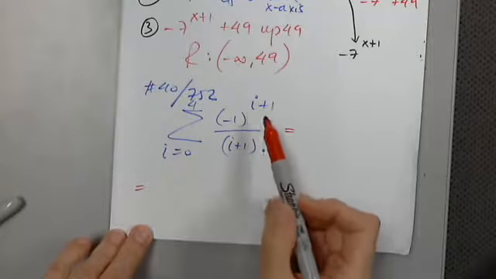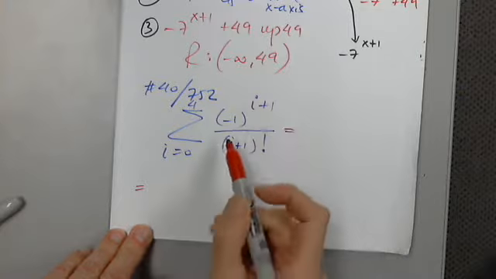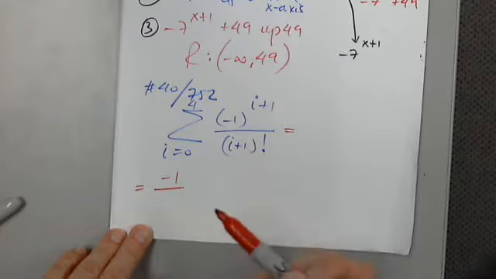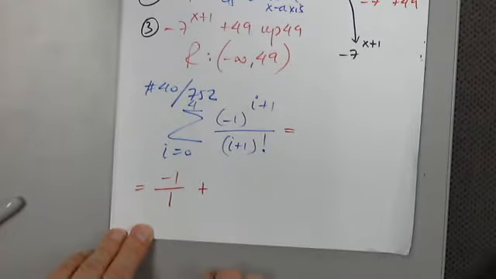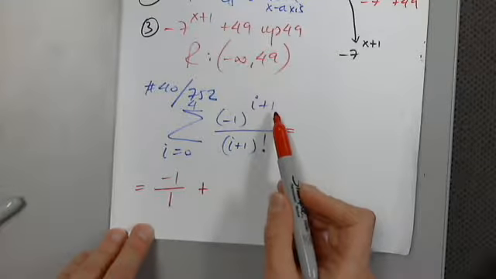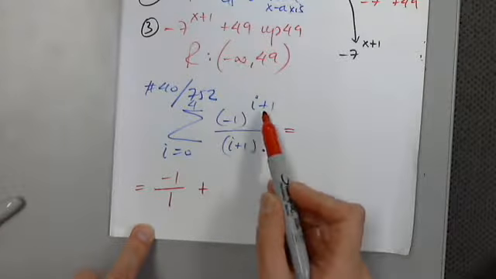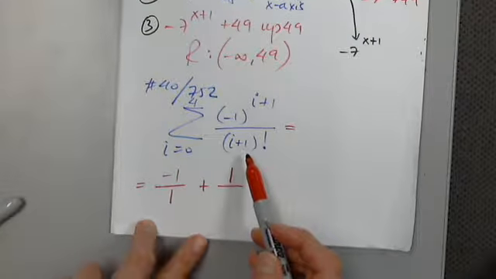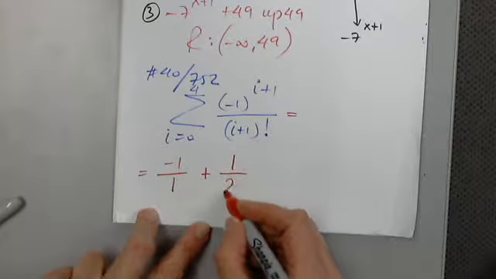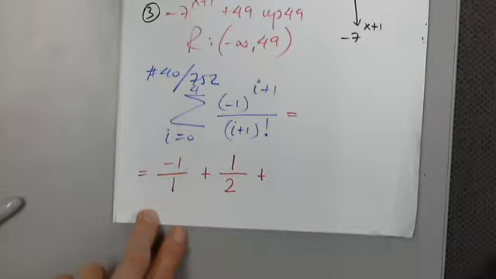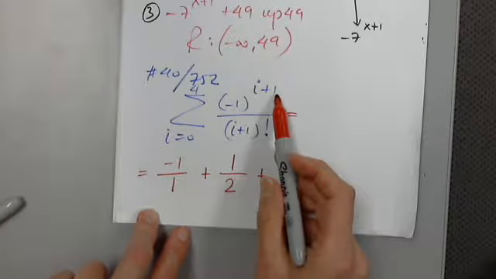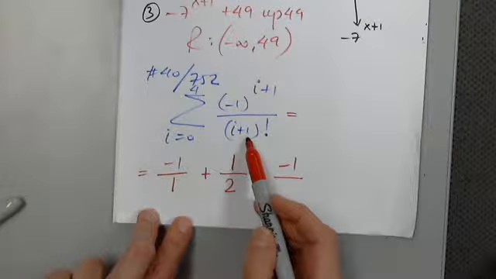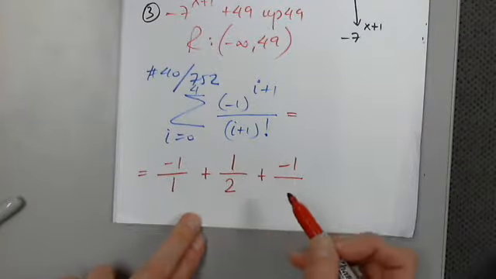Good. So let's plug in 0. How much is 0 plus 1? 1. So negative 1 raised to 1 is negative 1. 1 factorial is 1. Plus, when i is 1, how much is 1 plus 1? 2. Negative 1 to the second power is 1. Good. 1 plus 1 is 2. 2 factorial is 2. Plus, when i is 2, 2 plus 1 is 3. So negative 1 to the third is negative 1. 2 plus 1 is 3. 3 factorial is 6.